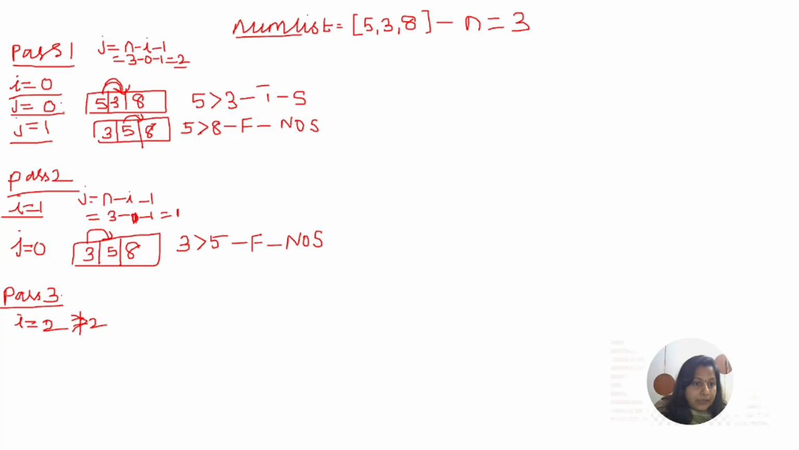So you are doing what? The comparison here, 5 and 8. So 5 is greater than 8, it is false. So it won't do the swapping. Now you are increasing what? I equal to 1. So I equal to 1 is what now?